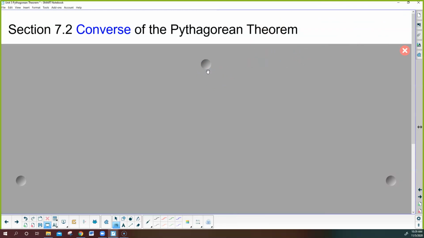Let's think about that. The Pythagorean theorem said, if I have a right triangle, then c squared equals a squared plus b squared. What if I flip that around? What if I say that if I have 3 numbers and c squared equals a squared plus b squared, then what do you know about the triangle?